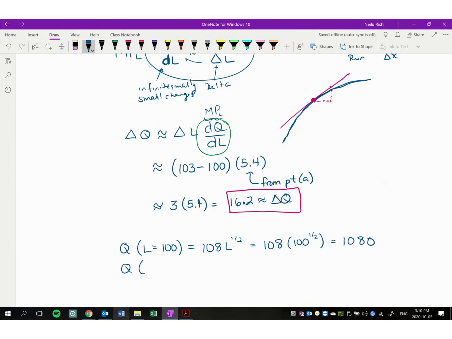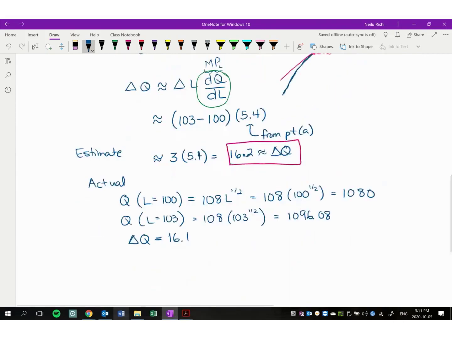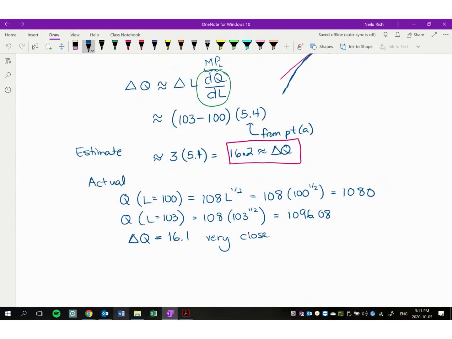When labor would be equal to 103, this is our estimate that we just calculated. I'm looking at doing what's accurate, the actual change. And what I would get here for 103 would be 108 times 103 to the power of half. And that would give me 1096.08. The change in Q is equal to 16.1. So it's very close to our estimate using the derivative.